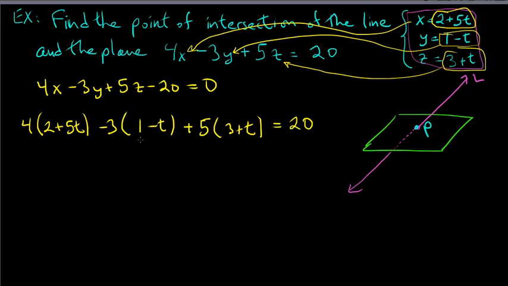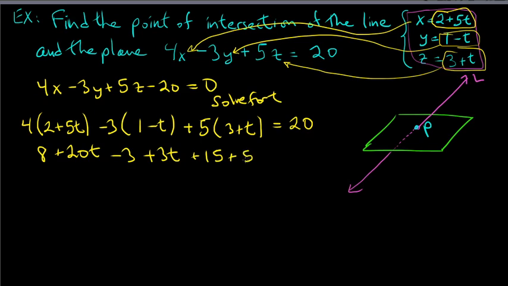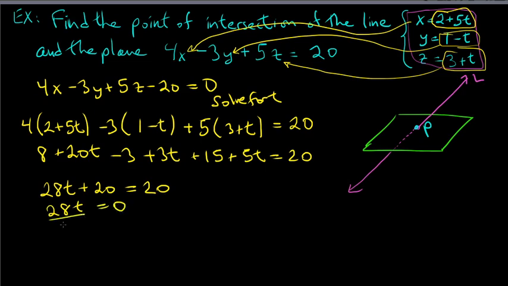So notice what you get. You get an equation in t. So what do you think you should do? Of course, solve for t. So let's do that. We multiply this out. We get 8 plus 20t, minus 3 plus 3t, plus 15 plus 5t equals 20. So 20 plus 3 plus 5, we get 28 times t. And then 8 minus 3 is 5, 5 plus 15 is 20, equals 20. So 28 times t, when you subtract the 20, you get 0. Divide by 28, we get t equals 0.